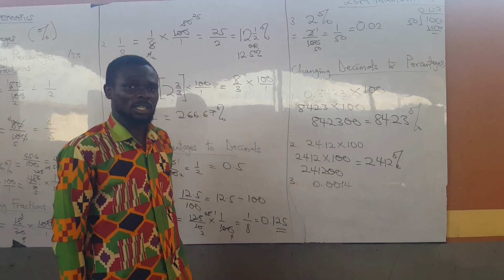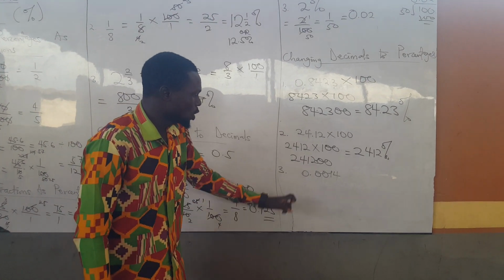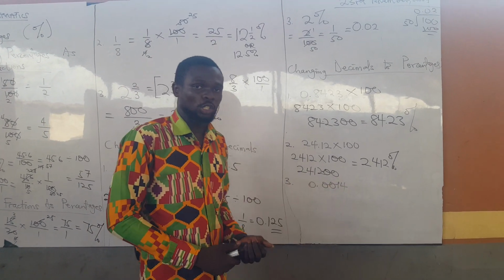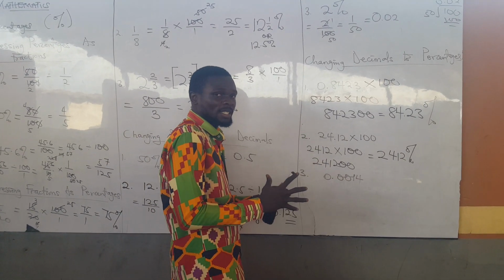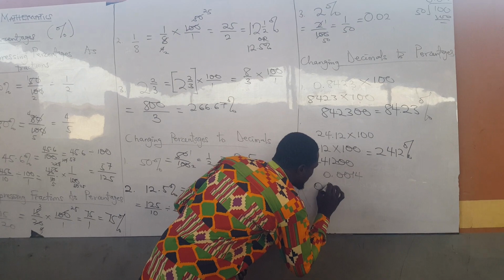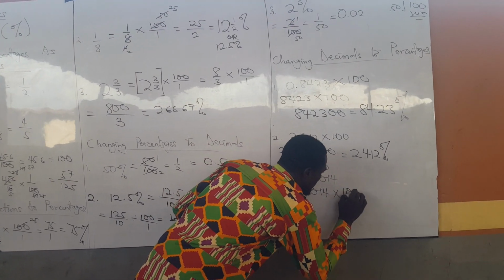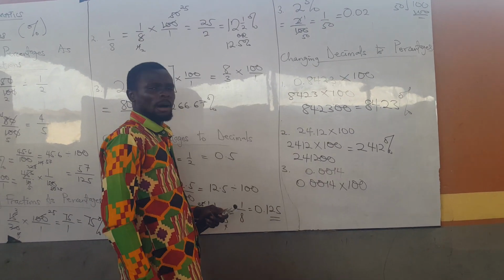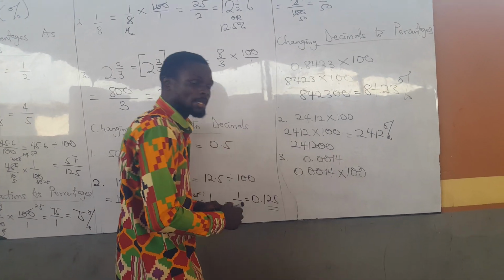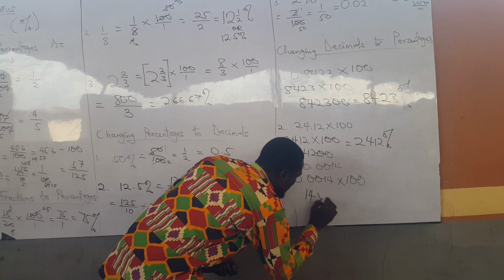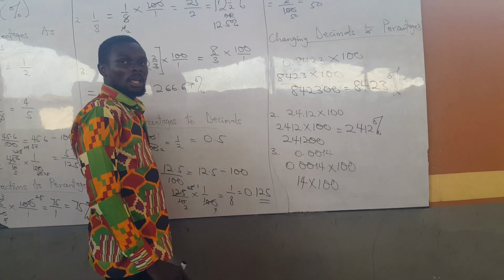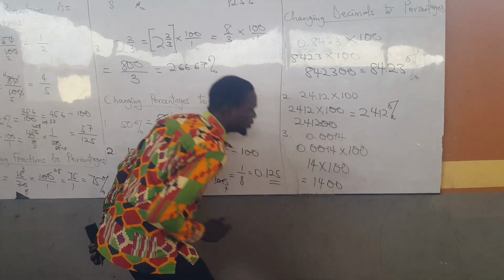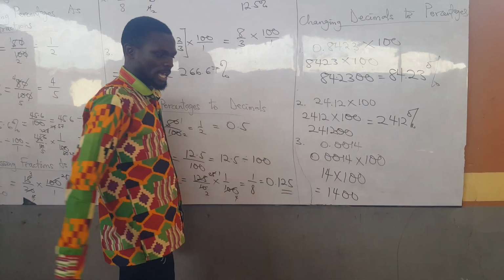The same thing happens to this one. What do we have here? You have 0.0014. Change it into percentage. And you have been told that to change it into percentage, just multiply the 0.0014 by 100. If you are multiplying and there are decimals, assume there is no decimal point. If you assume there is no decimal point, this number now becomes 14 times 100. And 14 times 100 is going to give you 1400. This is what you are going to get.